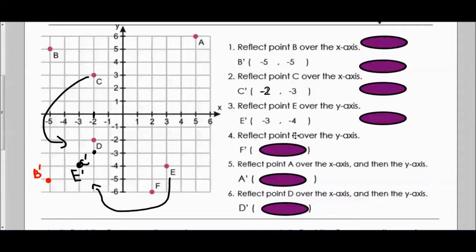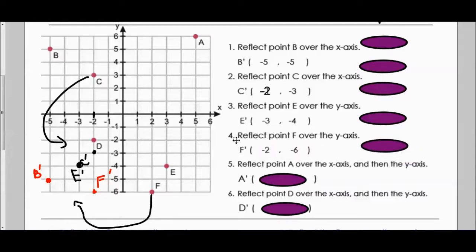We're going to reflect point F over the y-axis. That's the same jump. Actually, it's almost the exact same arrow that we'd have here. It's going to jump over this y-axis, and it's 2 away right now, so it's going to end up 2 away on the other side. So point F prime will be at -2, -6.